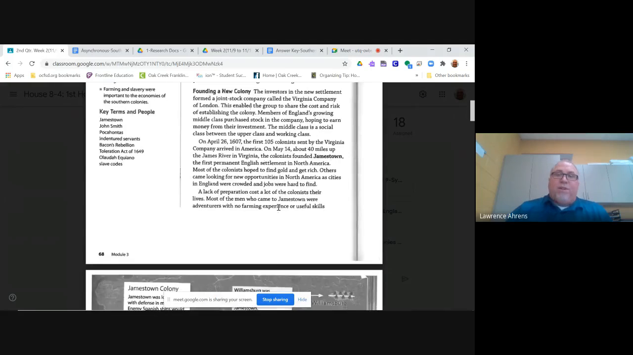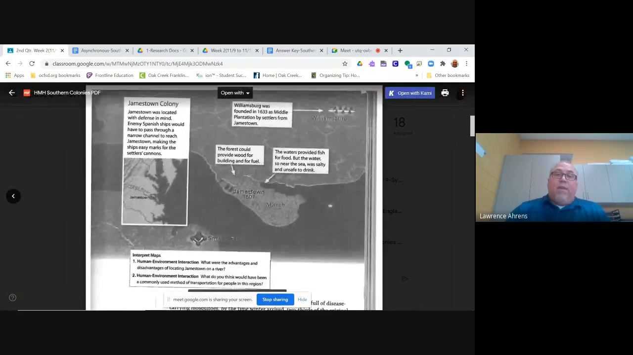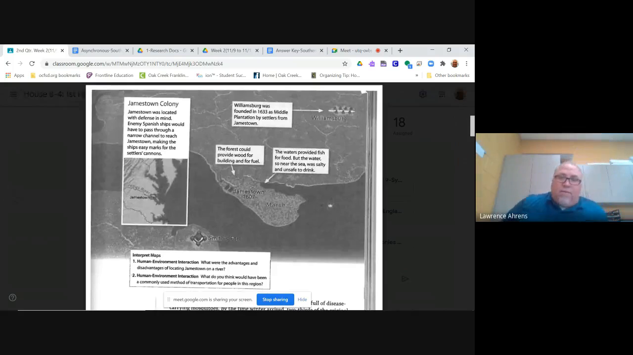A lack of preparation cost a lot of the colonists their lives. Most of the men who came to Jamestown were adventurers with no farming or useful skills, such as carpentry. Jamestown was surrounded by marshes full of disease-carrying mosquitoes. By the time winter arrived, 2/3 of the original colonists had died. Now, this is interesting because I know we didn't cover Roanoke this year, but they're starting to make some of the similar mistakes that people at Roanoke made.